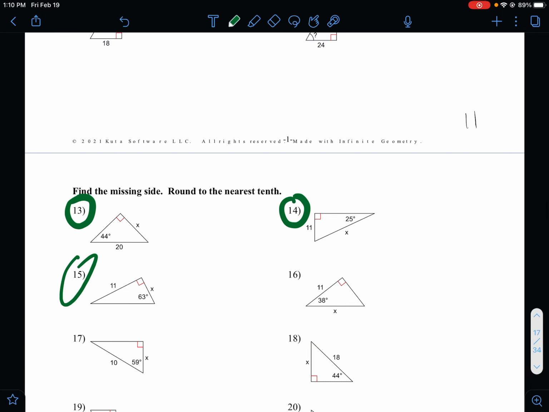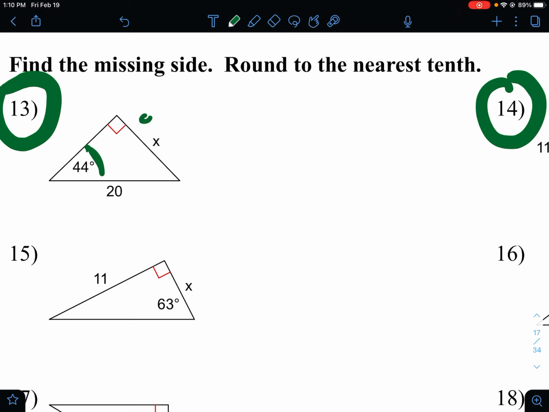All right. So let's go ahead. We're going to do number 13. They gave us this angle, and I know that we're looking for the opposite. And then they gave me my hypotenuse. All right, so I'm going to be using sine. So I'm going to do sine, and I'm going to put my angle in there, which is 44, equals my opposite, which is x, over my hypotenuse, which is 20.